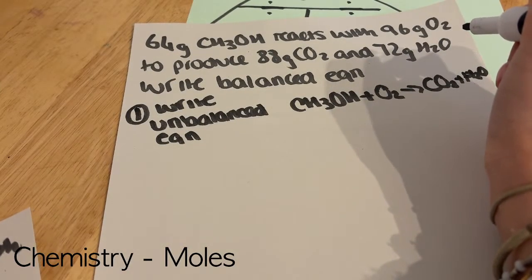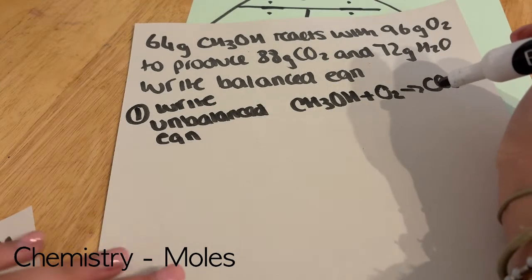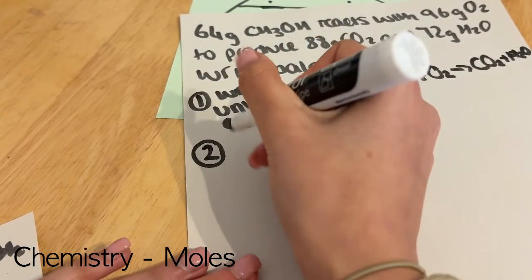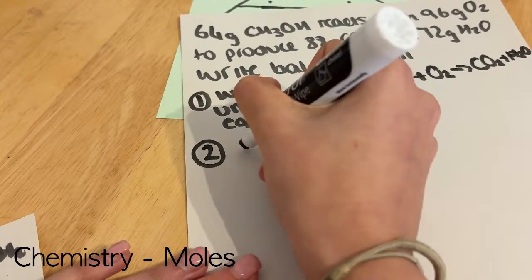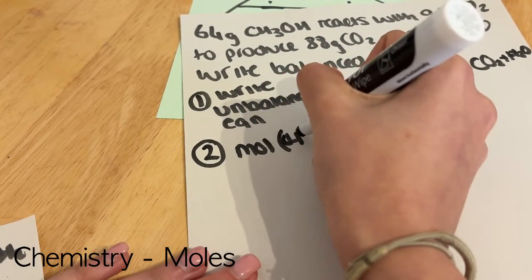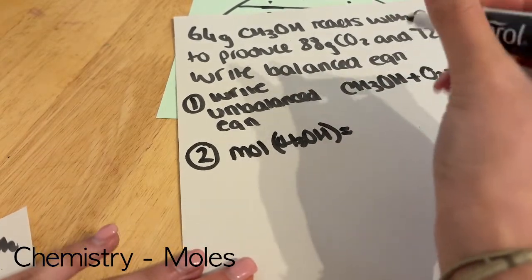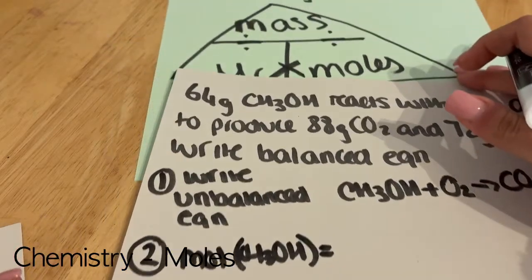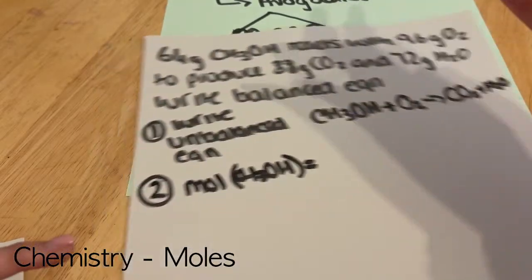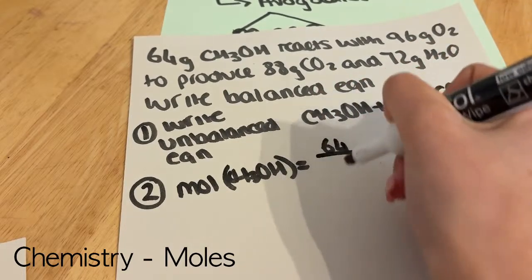The second thing we do, as they've given us the masses of all the reactants and the products, we need to work out the moles of everything. Okay, so step 2. We're going to first work out the moles of methanol. Using our triangle here, we're going to cover moles, which is going to be mass divided by MR. So the mass given for methanol is 64 grams divided by its MR.